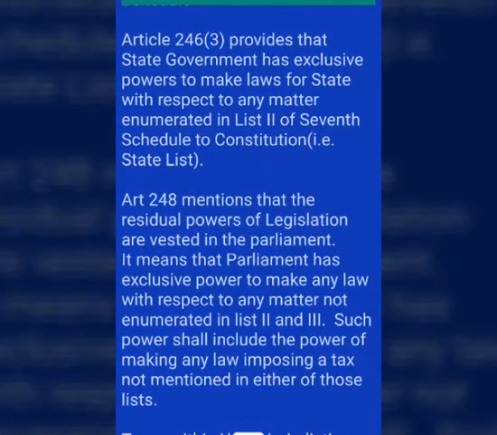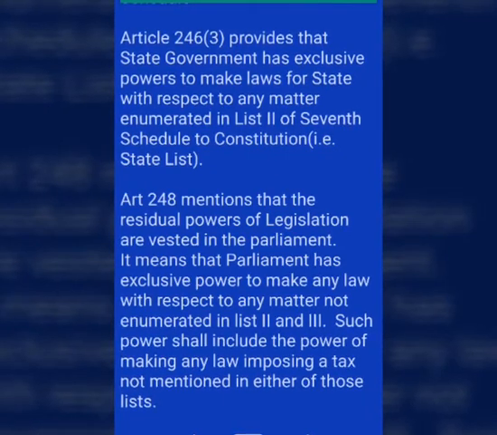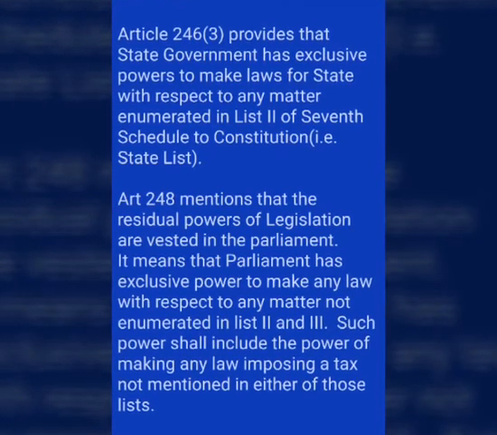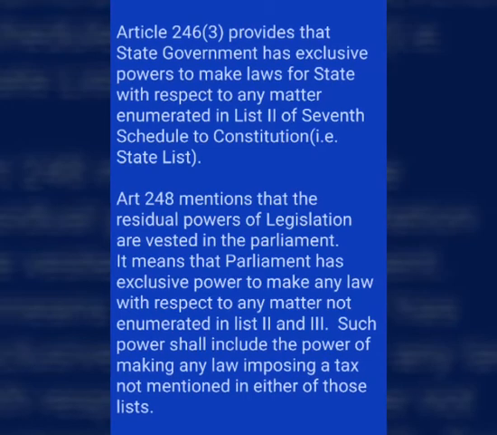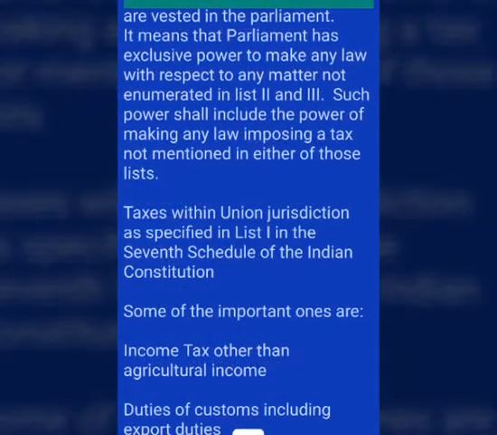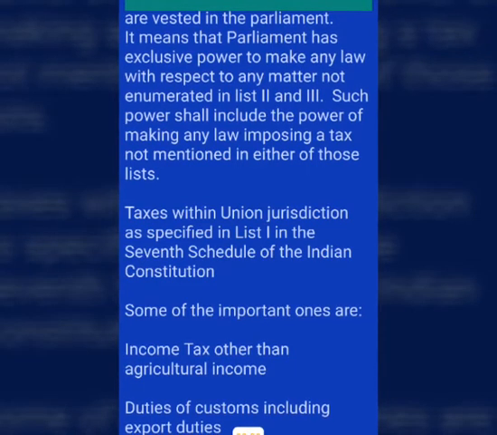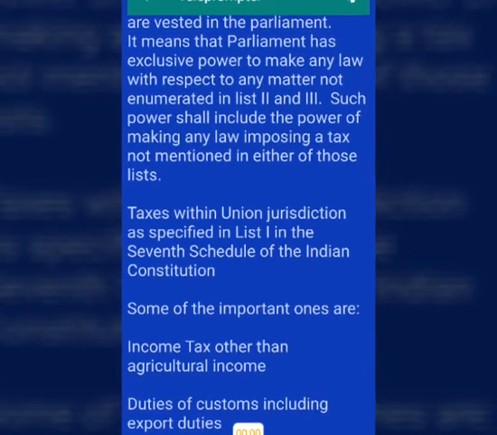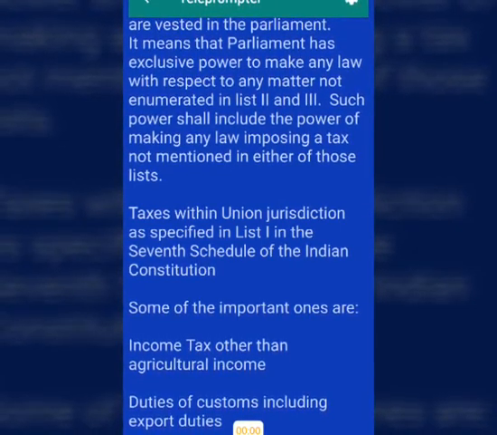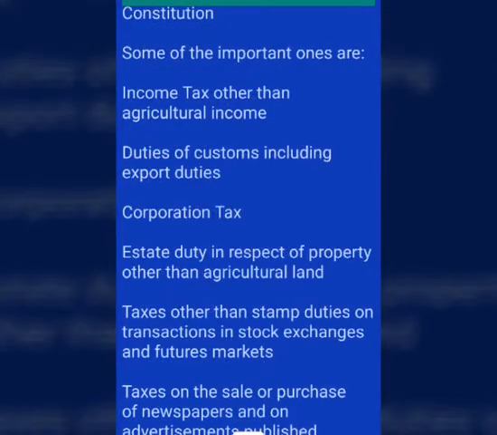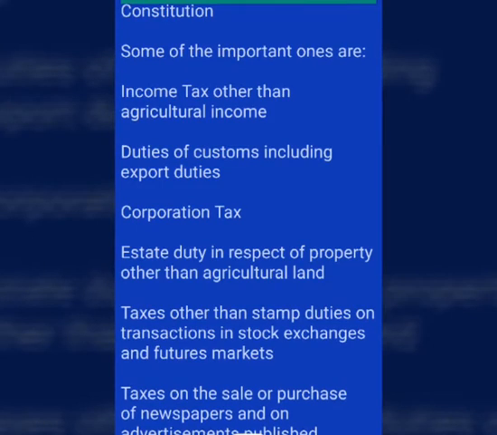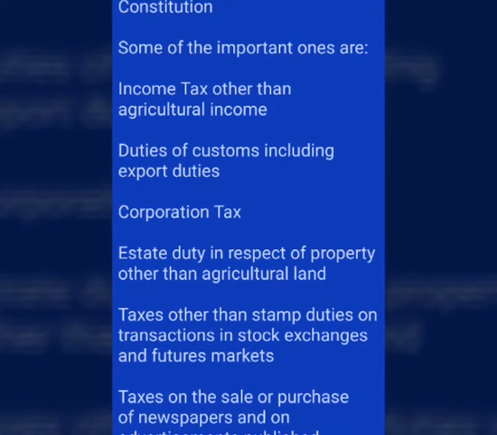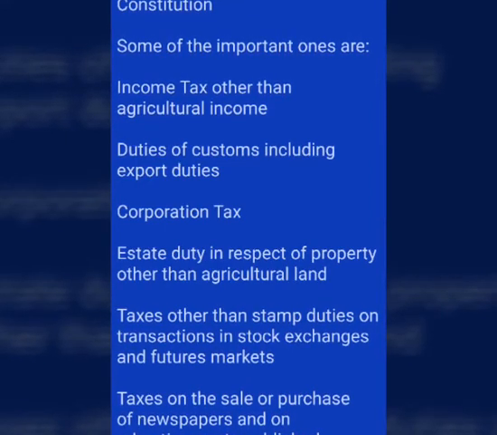Taxes within union jurisdiction as specified in List I in the 7th Schedule of the Indian Constitution. Some of the important ones are income tax other than agricultural income, duties of customs including export duties, corporation tax, estate duty in respect of property other than agricultural land, taxes other than stamp duties on transactions in stock exchanges and futures markets, taxes on the sale or purchase of newspapers and on advertisements published therein, taxes on sale or purchase of goods other than newspapers, where such sale or purchase takes place in the course of interstate trade or commerce. All residuary types of taxes not listed in any of the 3 lists of 7th Schedule of Indian Constitution.